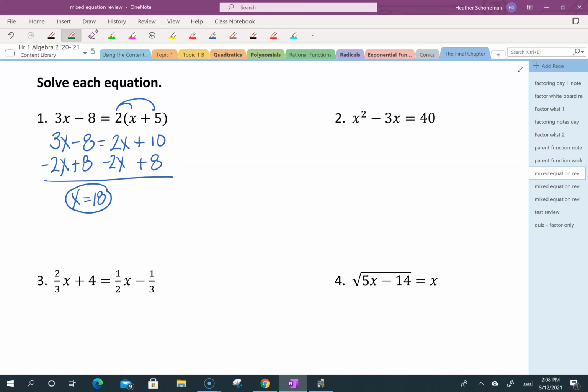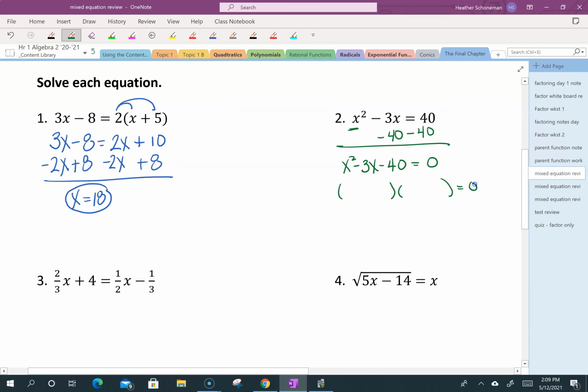Number 2 is a quadratic equation, and I know this because of the x squared. When it's quadratic, to be able to solve it, I need to set it equal to 0 first. I also need to keep this x squared term positive, and since it's positive where it is, I'm going to leave it, and I'm just going to subtract 40 from each side. So I have x squared minus 3x minus 40 equals 0.